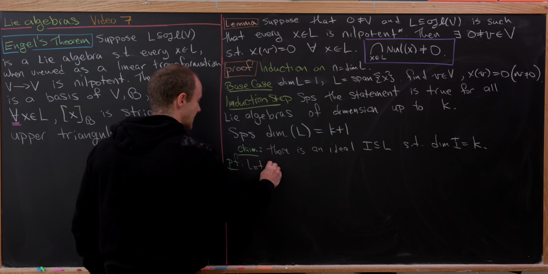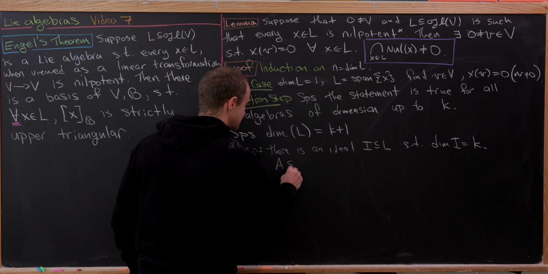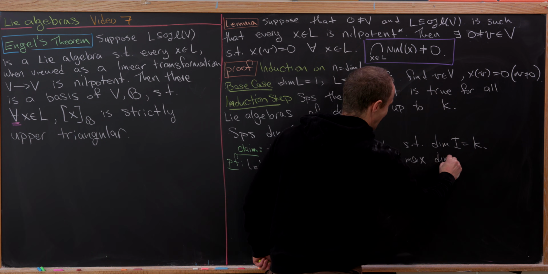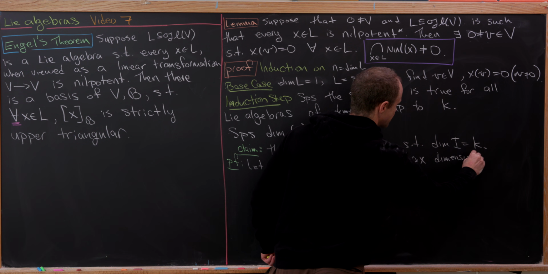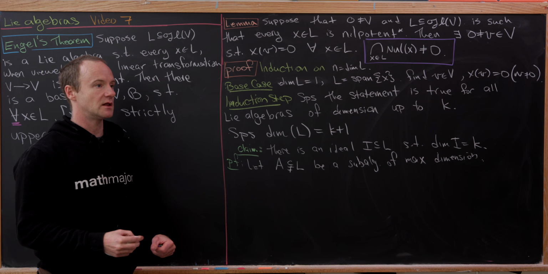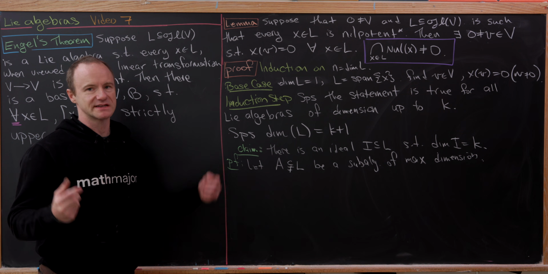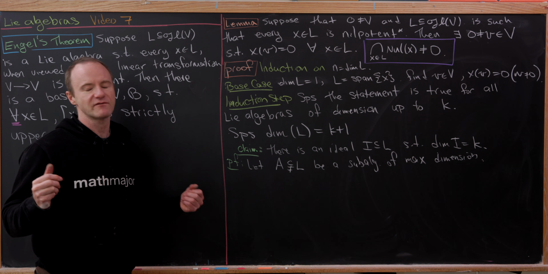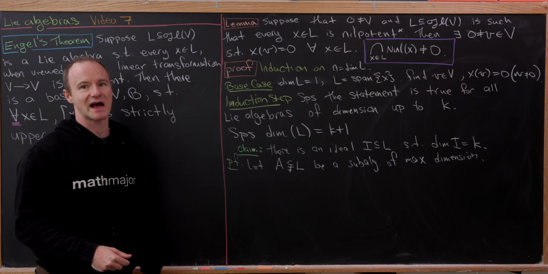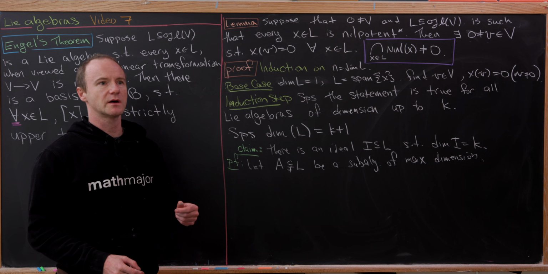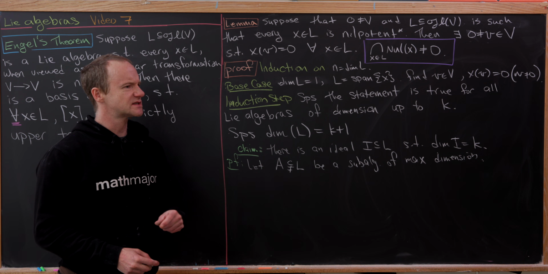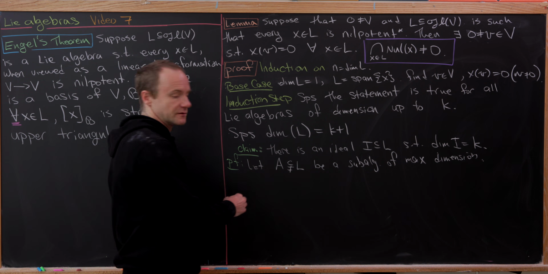So let's let A, which is not equal to L, be a subalgebra of maximum dimension. So you can just look at all possible subalgebras of L and pick out one of them that has the largest dimension. Notice that you could have more than one with maximal dimension, but we'll take one of them with maximal dimension. And then we're going to play the game of moving in and out of the quotient space. It's kind of similar to what we did in the last proof.